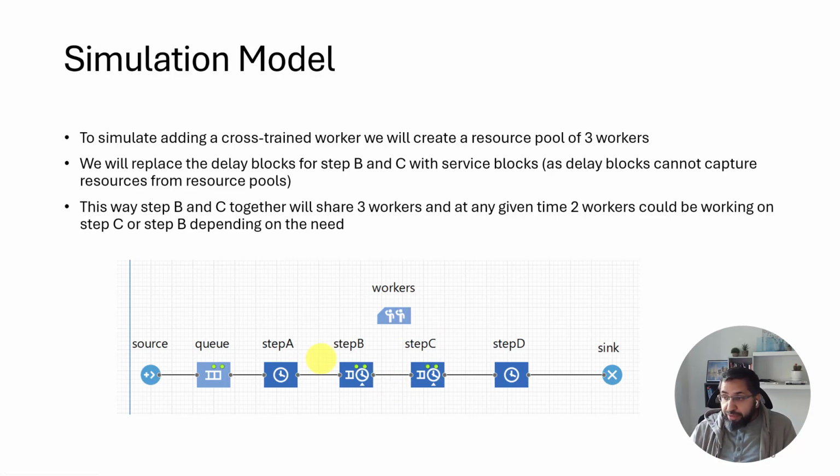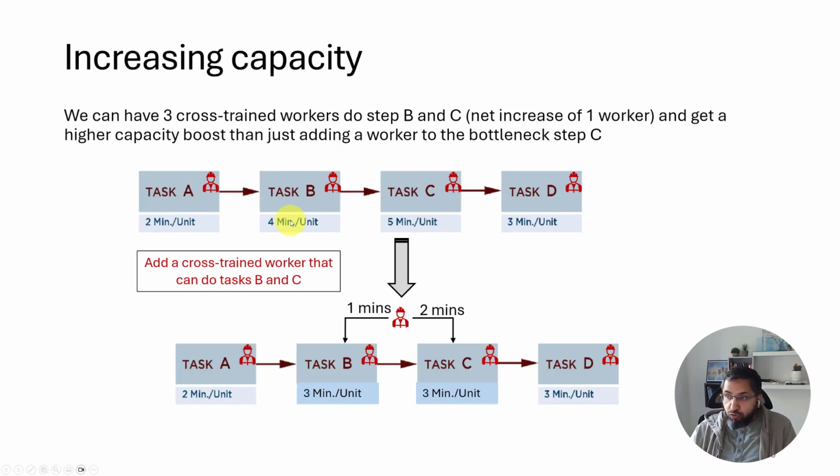Okay. And the delay values for step B and C will be the original values of 4 and 5 minutes, because this is the effective cycle time that happens because of the third worker moving around. But we're not going to enter 3 minutes, because if we enter 3 minutes, we're not simulating the cross-trained worker. We're just saying, okay, effectively, this is the equivalent process, right?